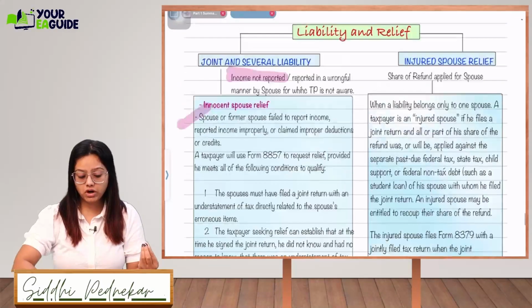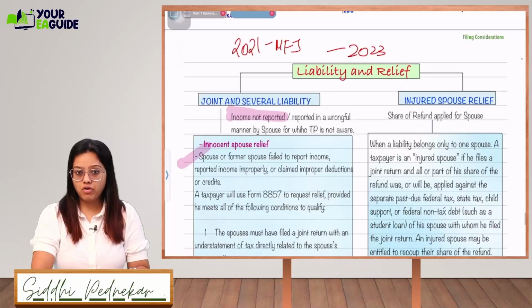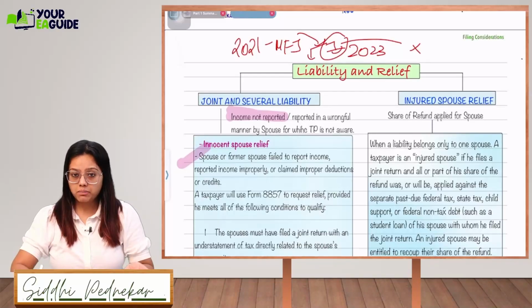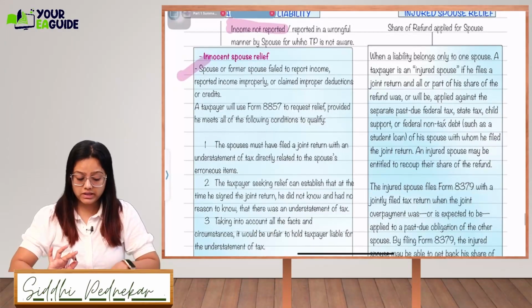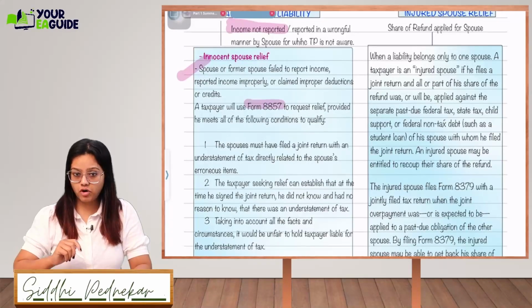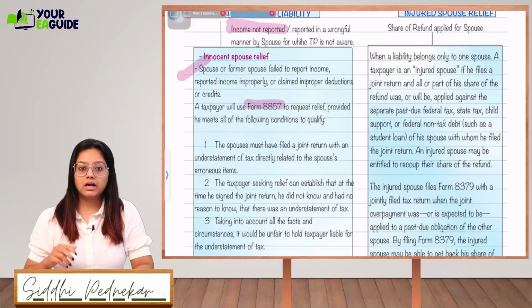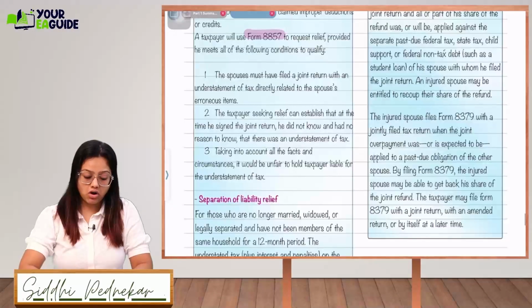Because initially, they were married in 2021, they filed MFJ. But now in the 2023 tax year, they are divorced, and now they receive the notice. When they receive the notice, it will be in the name of both the taxpayer and the spouse. The spouse says that I am not aware of what all incomes were reported at that time. Okay, so this is the case which we have already done with an example, right? A taxpayer will have to use a form, which you can remember for this specific topic, that is 8857, to request relief provided he meets all the following conditions.